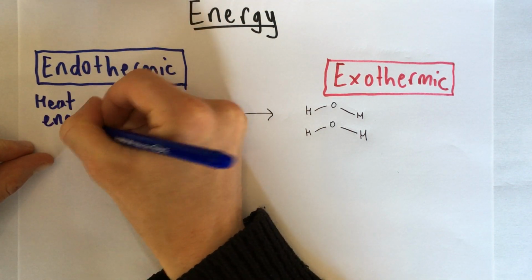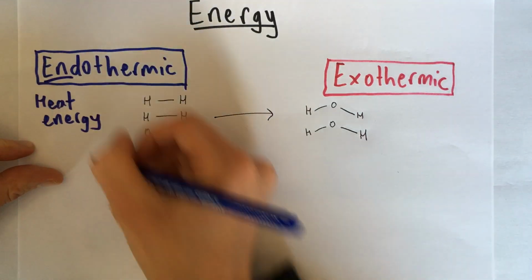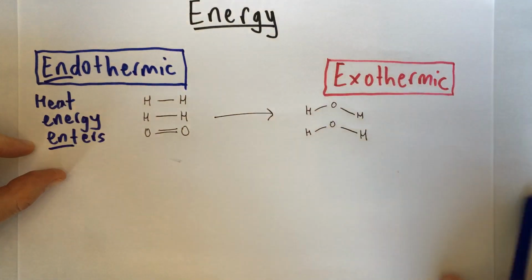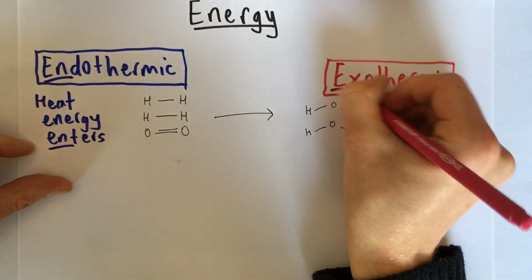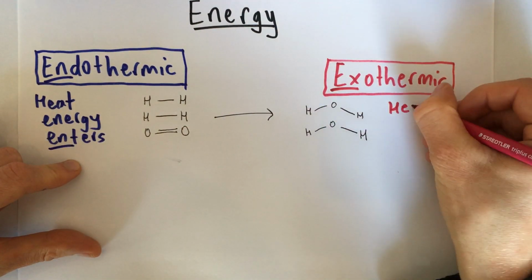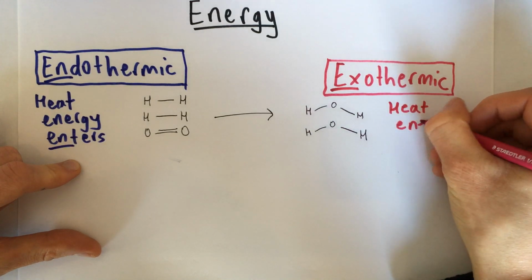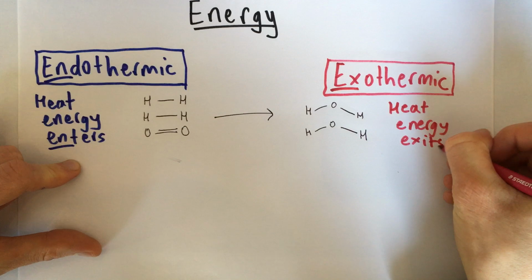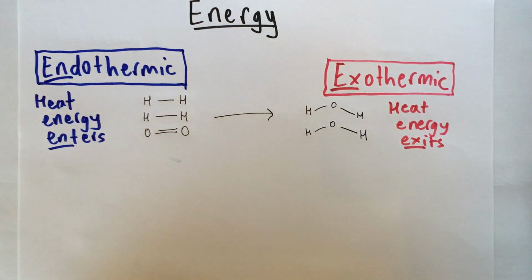And the clue comes from the name. If it's endothermic, then heat energy enters. If a process is exothermic, then that's because heat energy exits. That's what those two words mean.